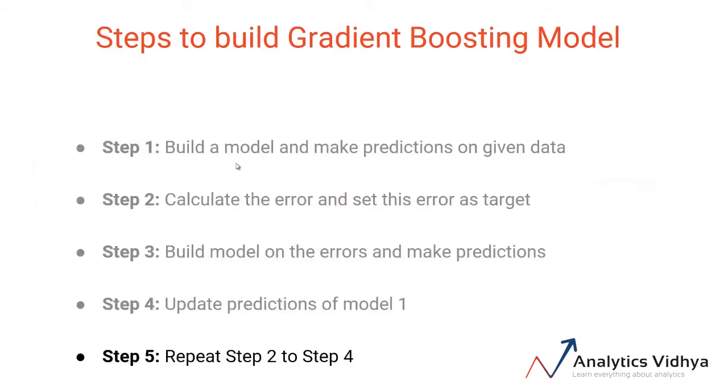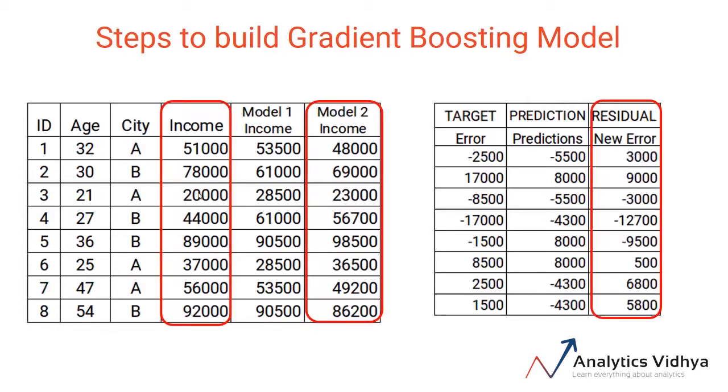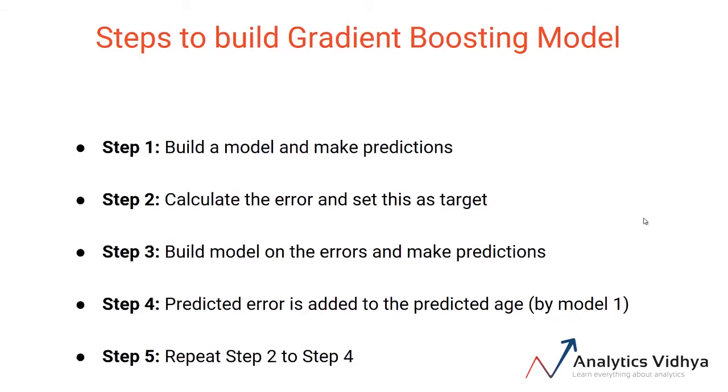Finally, we repeat steps 2 to 4, which means we'll be calculating new errors and setting this new error as target. So this is where we left off in step 4 and where we updated the predictions. Now, can you guess how we will calculate the new error? We'll use these updated predictions and the actual income values to generate some errors, which will again be my new target. And we'll repeat the same process till either the error becomes 0 or we have reached the stopping criteria, which can be, say, a limit to the number of models we want to build. So that's the complete step-by-step process of how the gradient boosting algorithm works.